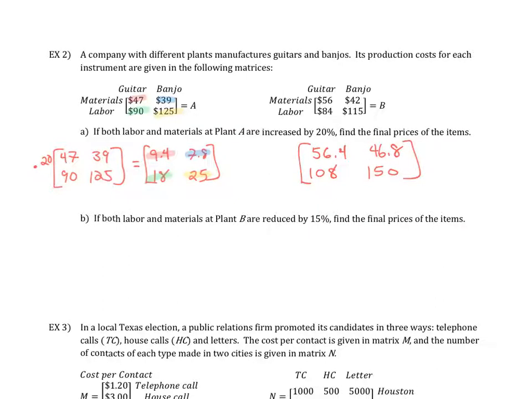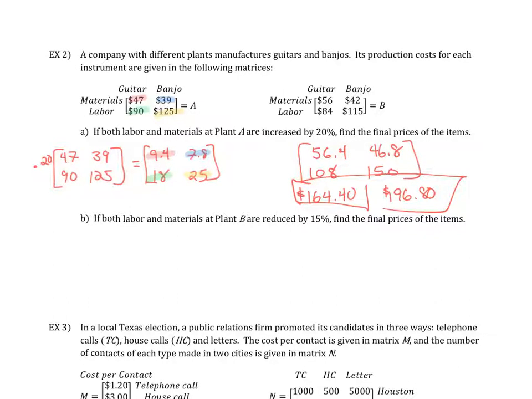So the total price for a guitar would be $164.40 after you add those together. And the total price for a banjo would be $196.80. So these are what we're looking for. And these two values answer the final prices of the items.